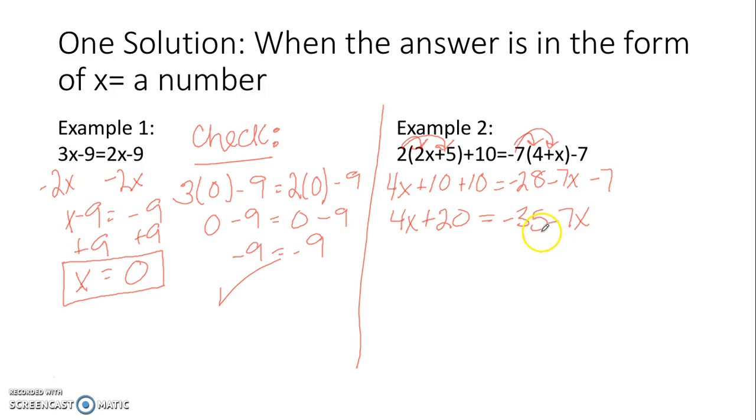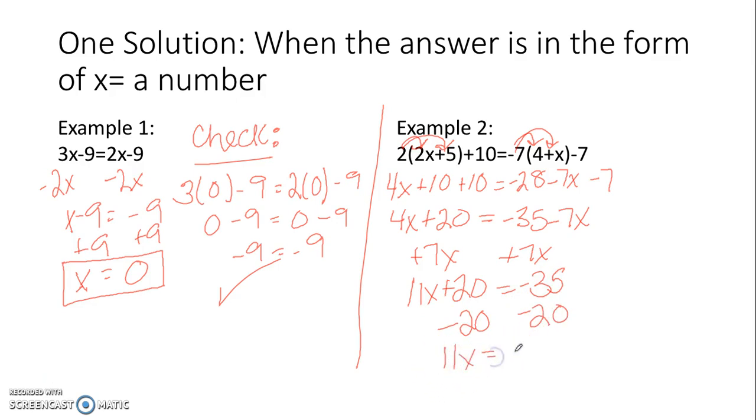Next step, we're going to move these x's over to get these variables on the same side. Once again, I like to work with positive numbers, so I'm going to move this negative 7x over to the left side. To get rid of the negative, we have to add 7x to both sides. So we have 4 plus 7, we have 11x, and then bring it on down, plus 20 is equal to negative 35. Now we have to move the constant to the right side. We're going to subtract 20 from each side. So we have 11x is equal to negative 55. To isolate the variable, we're going to divide by 11 on both sides. So we're going to get x is equal to negative 5.